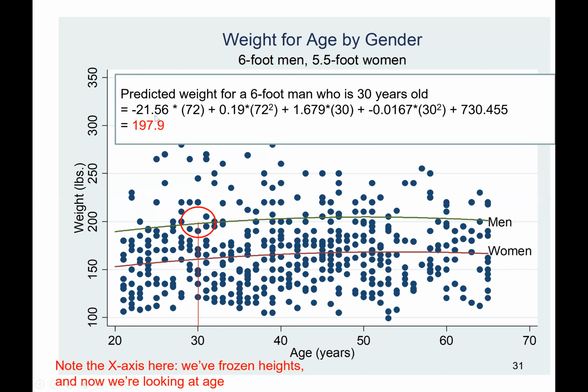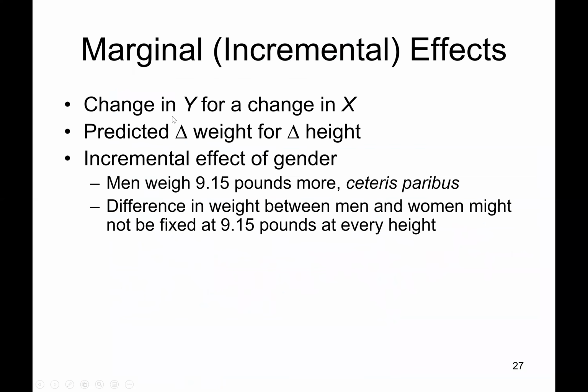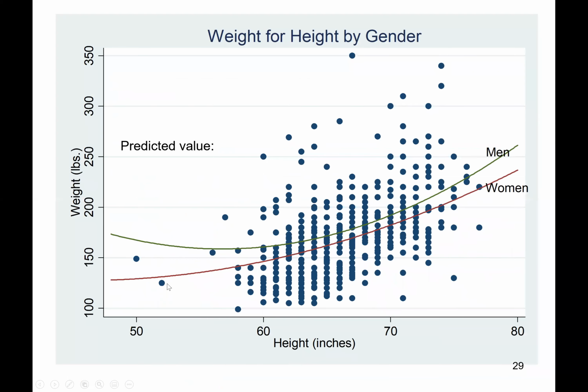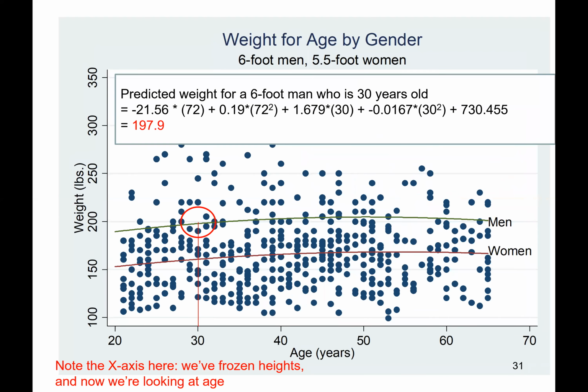So out of the model, we had this negative 21.56. Let me just quickly back up and show you this. So this negative 21.56 was the coefficient for height. 0.19 was the coefficient for height squared. And so on and so forth. And we can't forget about our constant term, which is 730 in the male model. Did not mean to make a reference to Zoolander right there.